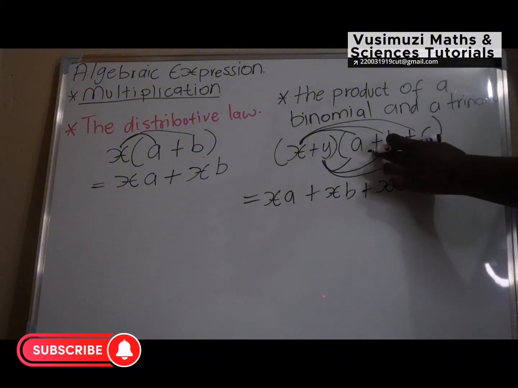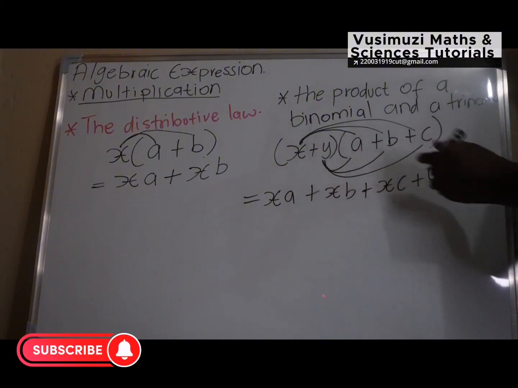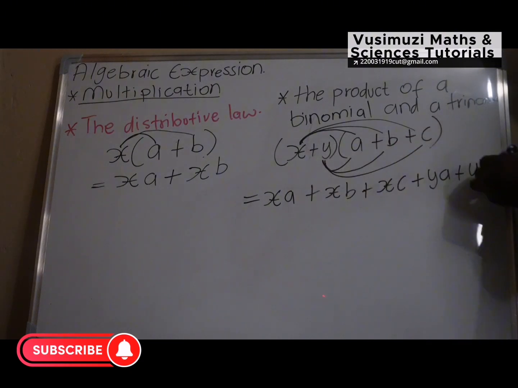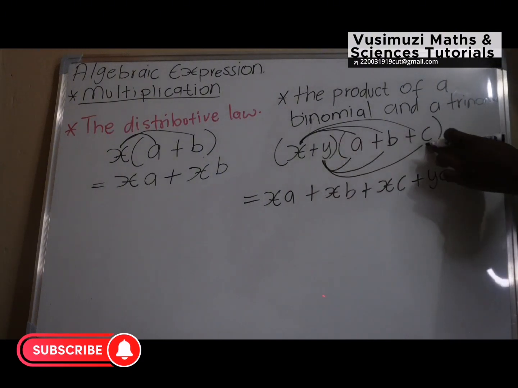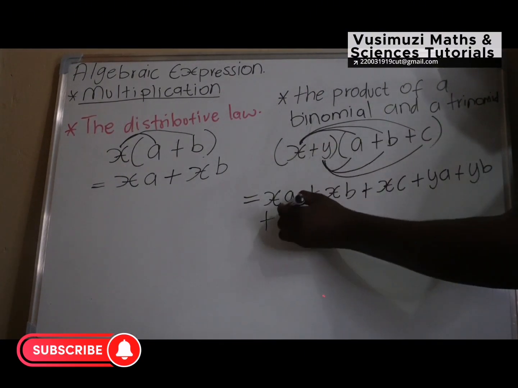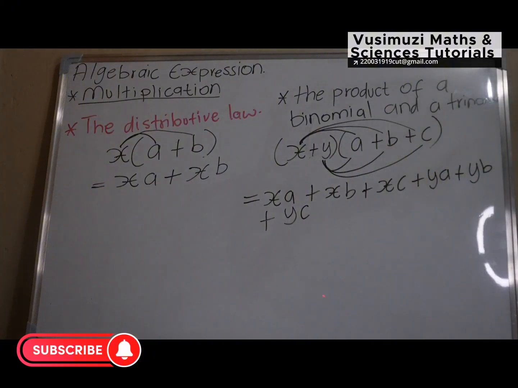I bring down this positive because positive times positive is positive. Y times b to yb. I check. I come to y times c. Positive times positive to positive. Therefore, y times c to yc. Then you are done with y's.